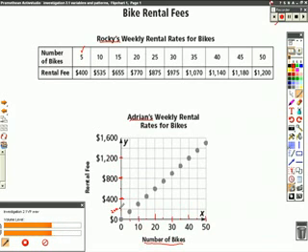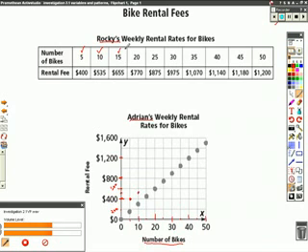So 5, 400. So here's 5, 400. So that's the first one. Next one, 10, 535. So 10, 500, well, that's 600. So 500 is right about here. So 10, 500, so just a little bit above. All right, so that's 535, pretty close.